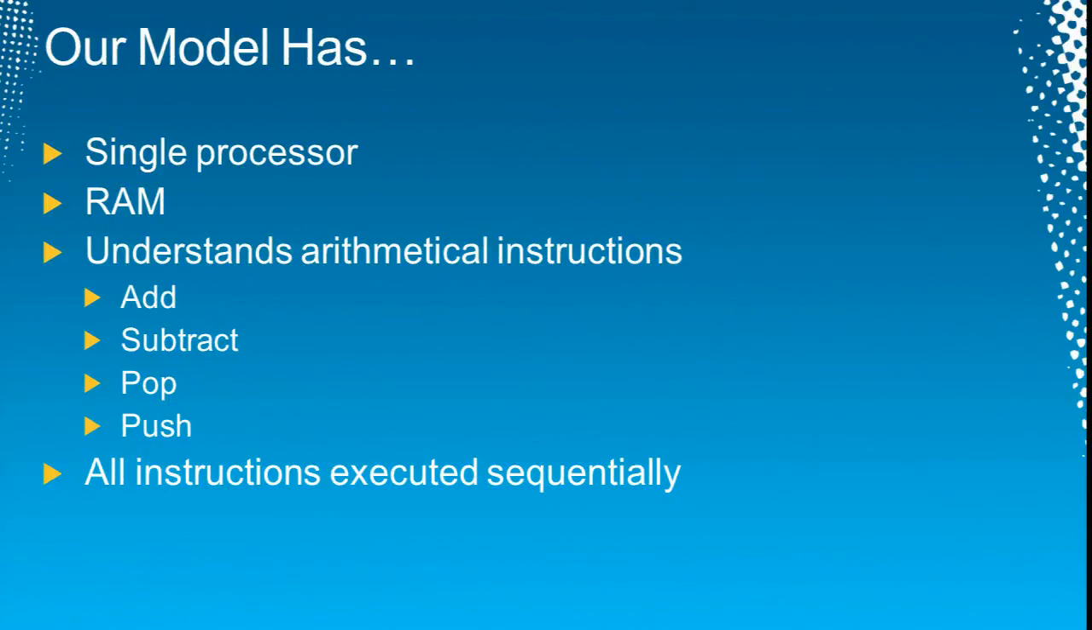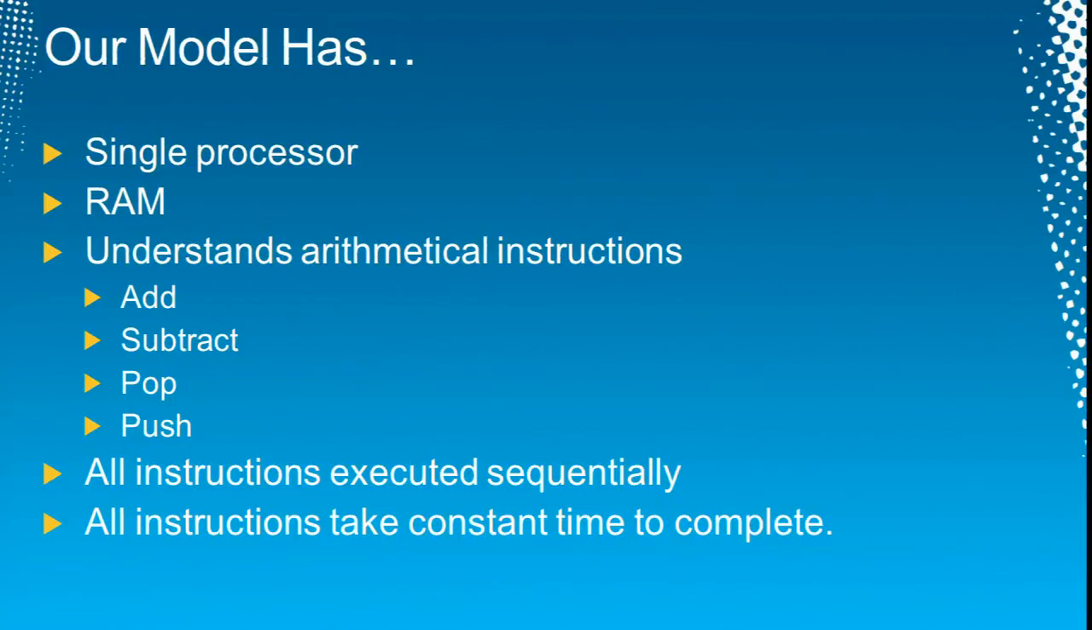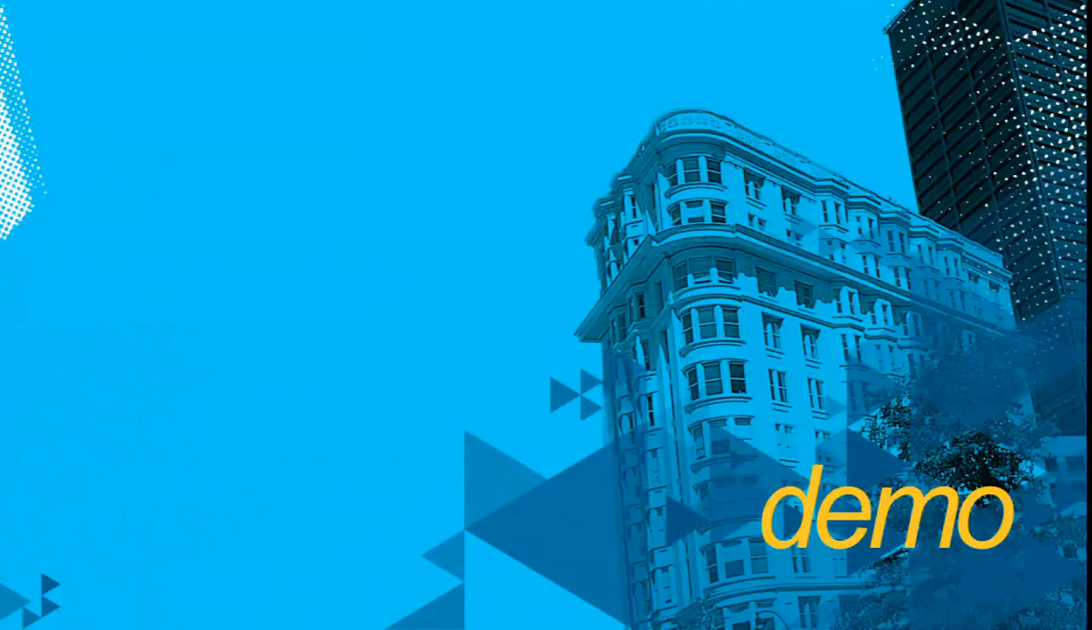You only get to execute them sequentially, and all instructions take constant time to complete. What I mean by constant time is the number of things in the collection that you're processing has no bearing on how long it takes to do. Let me give you an example. It does not take any longer to divide 1 billion by 2 than it takes to divide 4 by 2. Division is a constant time operation. Doesn't matter how big the number is, it takes the same amount of time to complete the task. In our model, all of these arithmetical instructions are constant time instructions.